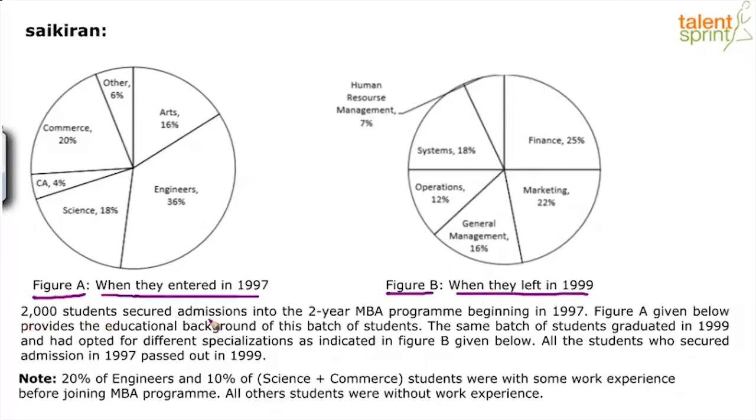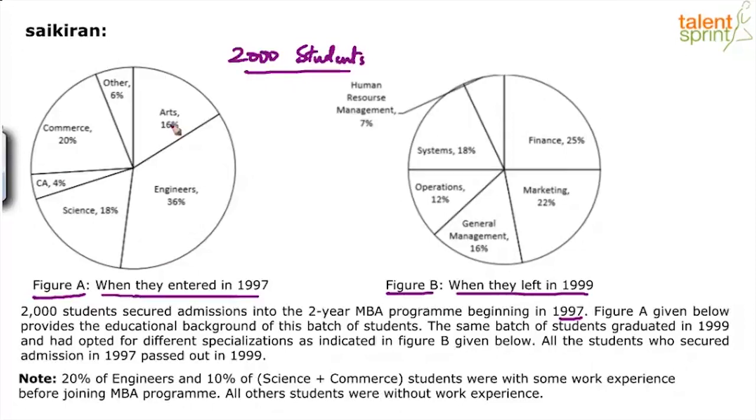2000 students secured admissions into a 2-year MBA program which began in 1997. Figure A, given here, provides the educational background of this batch of students. Okay, so basically the figure talks about the educational background of this batch of students. How many students? 2000 students. Remember, total 2000 students enrolled for an MBA program in 1997.